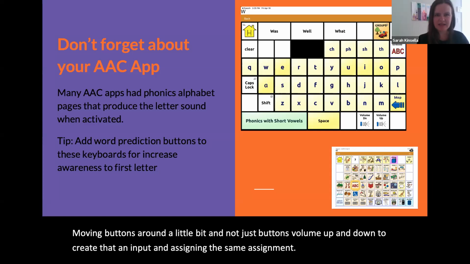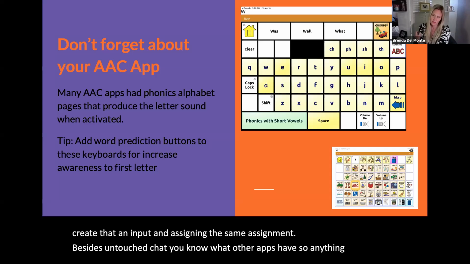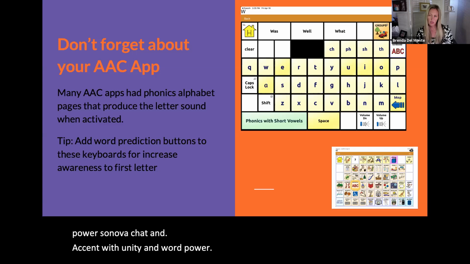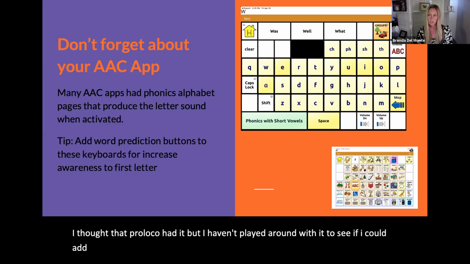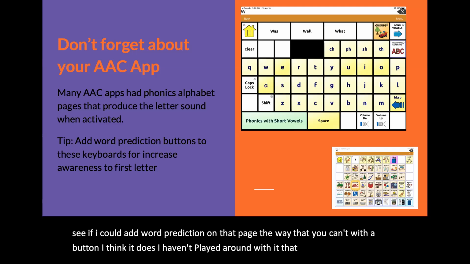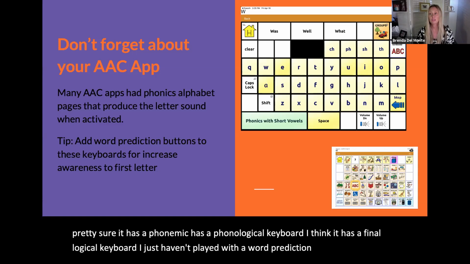Brenda, besides TouchChat, do you know what other apps have phonological keyboards? So anything with Word Power, so NovaChat and Accent with Unity and Word Power. I thought that Proloquo had it, but I haven't played around with it to see if I could add word prediction on that page the way that you can with a button. I think it does. I haven't played around with it that much either, but I'm pretty sure it has a phonological keyboard. I just haven't played with the word prediction piece, but my kids have done amazing things.